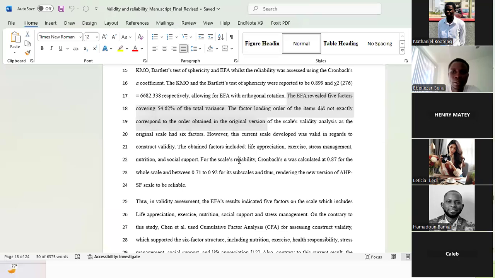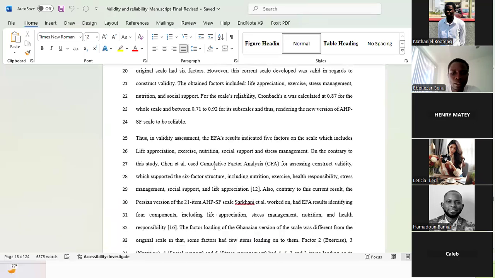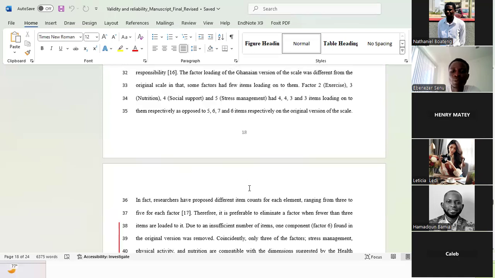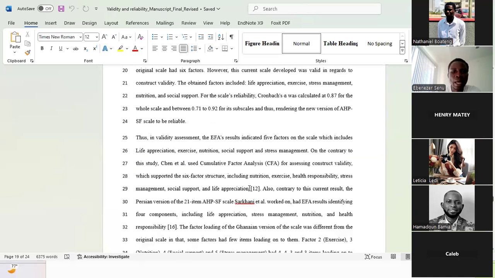Here it is again a manuscript, so you will not see any subheadings. The discussion is continuous, but that does not mean there's no break. You see everything is in paragraphs. So it means each key result is being discussed within one paragraph.